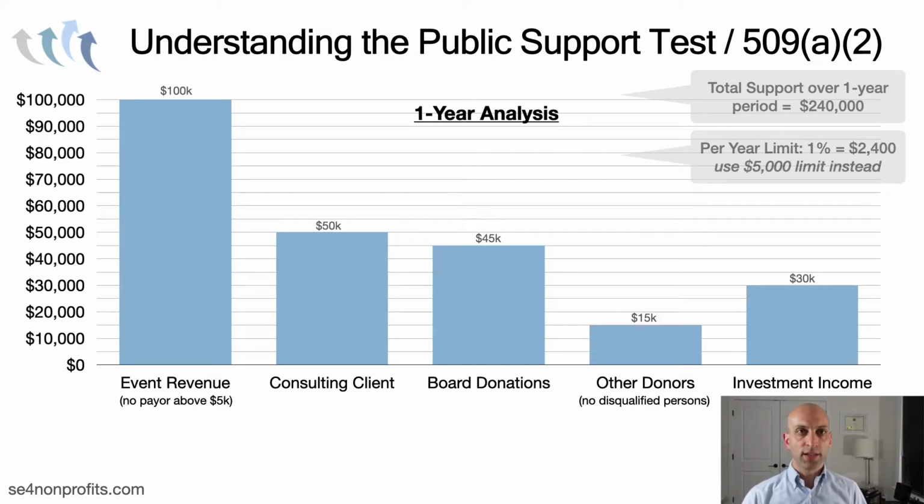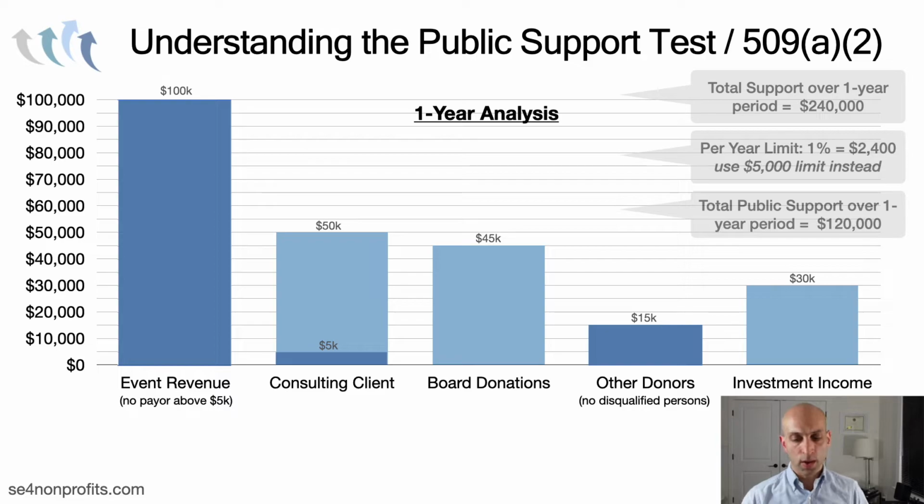Now, as we go through each of these sources of revenue, we'll see that the event revenue is going to count in full, all $100,000 of that. But the consulting income, applying the limit, we're only going to get to count $5,000 towards public support. The board member donations are not going to count at all because of the exclusion for disqualified persons, but the donations from other non-disqualified persons will count in full, and the investment income is not going to count. So adding all that up, we have total public support over the 1-year period of $120,000.